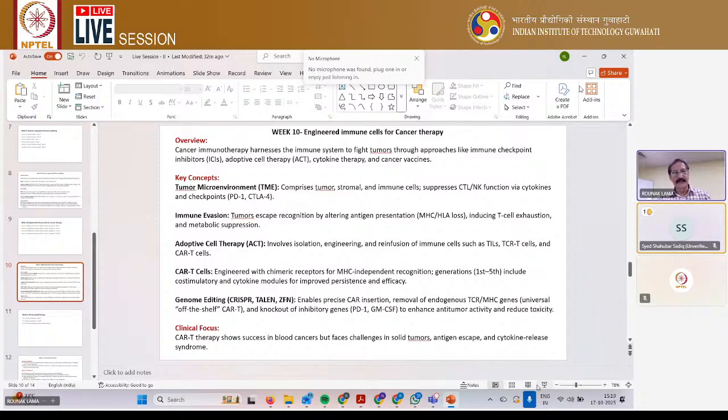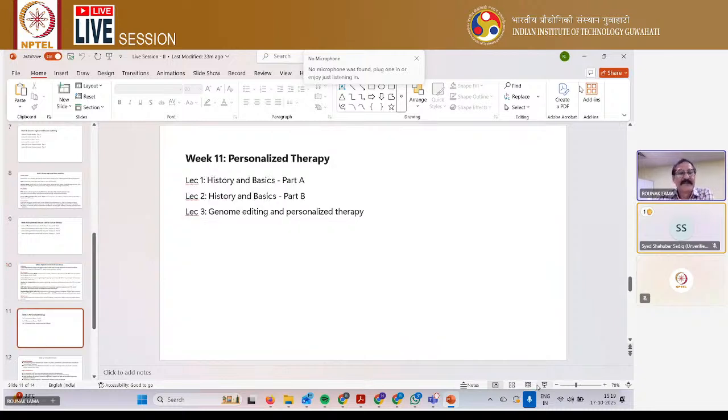Generations include co-stimulatory and cytokine modules for improved persistence and efficacy. Genome editing enables precise CAR insertion, removal of endogenous TCR genes, and knockout of inhibitory genes to enhance anti-tumor activity and reduce toxicity. And these CAR T cell therapies show success in blood cancers, but face challenges in solid tumors, antigen escape, and cytokine release syndromes.